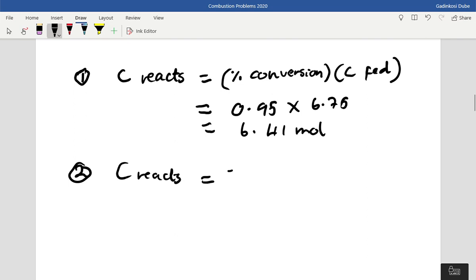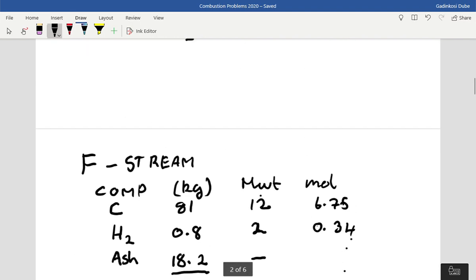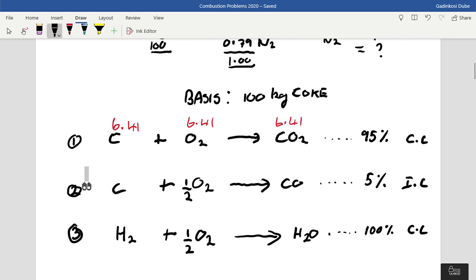is given by the same formula, but now it's 0.05 multiplied by what initially came in as well. So now what initially came in was 6.75. Then what do you get? 0.34 moles if you punch it on your calculator. Okay, so now we know that 0.34 moles is the moles that are reacting in the second equation, because we've used the percentage conversion for the second equation, which yields carbon monoxide. So now if you go back, this is the second equation, 5%, the one that yields carbon monoxide. So we've got 0.34.